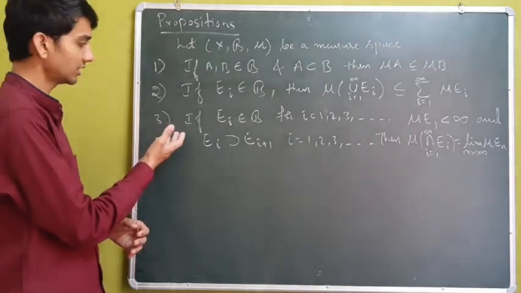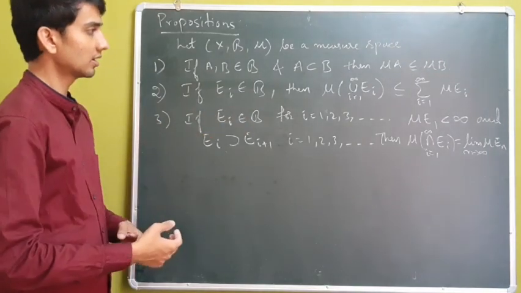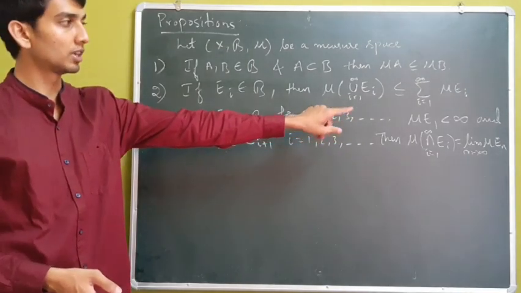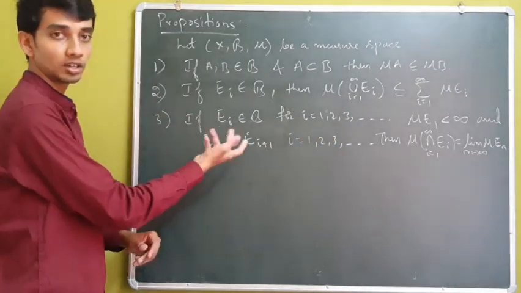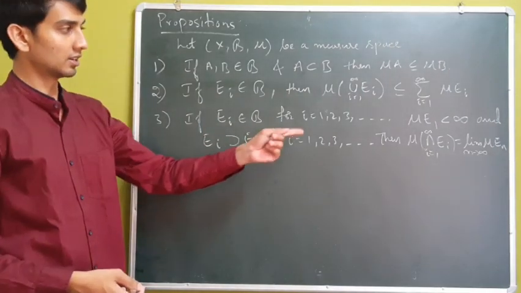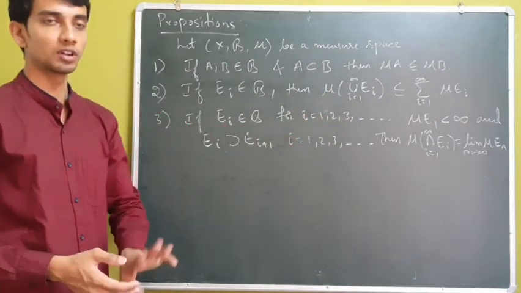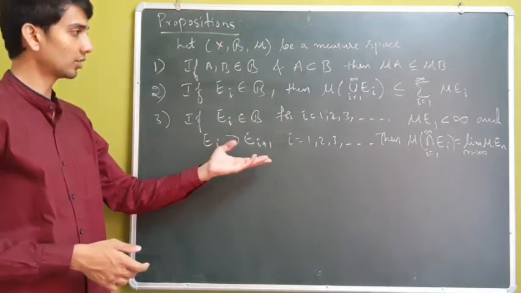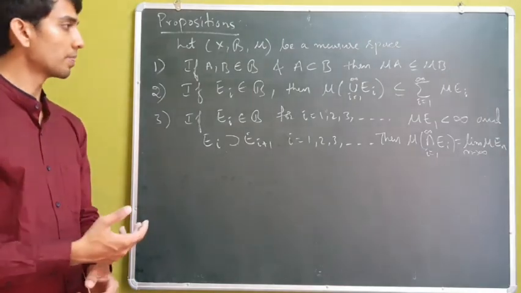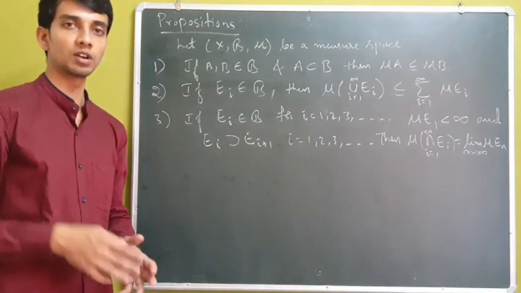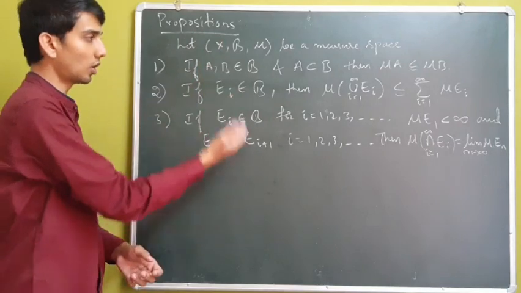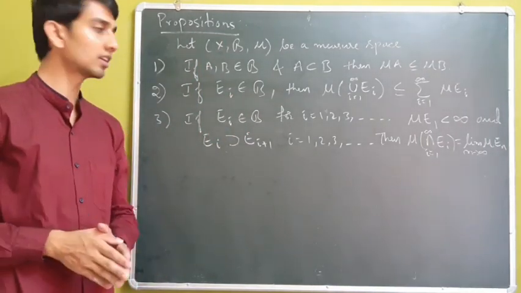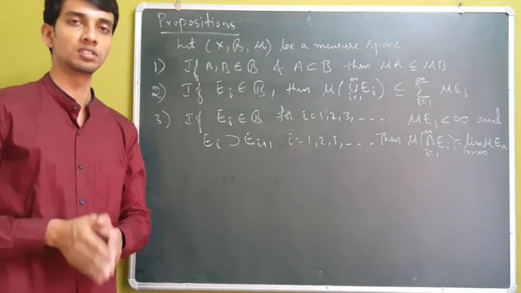For the next and final one, if E_i are in the collection, mu of E_1 is finite, and E_i contains E_{i+1}, then mu of the countable intersection of E_i is the same as the limit of mu of E_n. Again, we saw this in the theorems for a normal measure, and the proof of all these three follows as in what we proved for a normal measure. It is again left to you to prove these things.